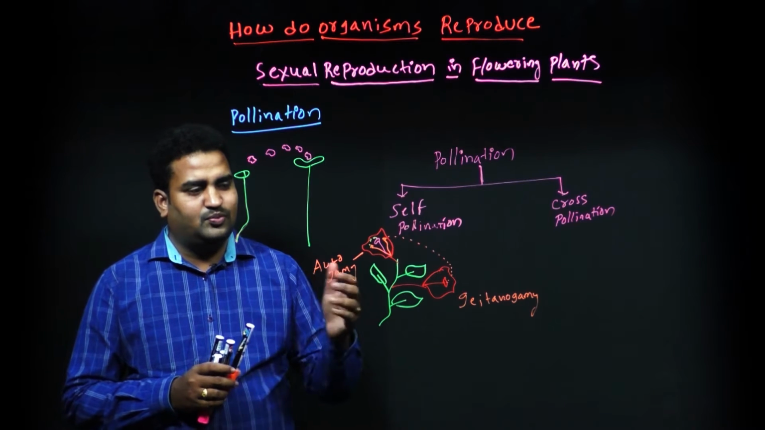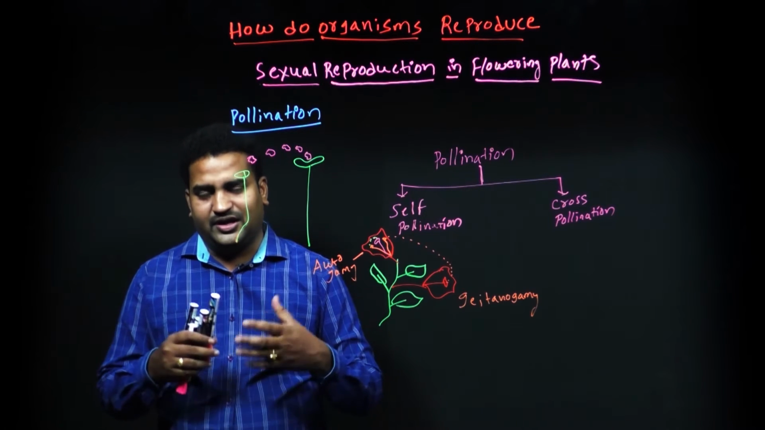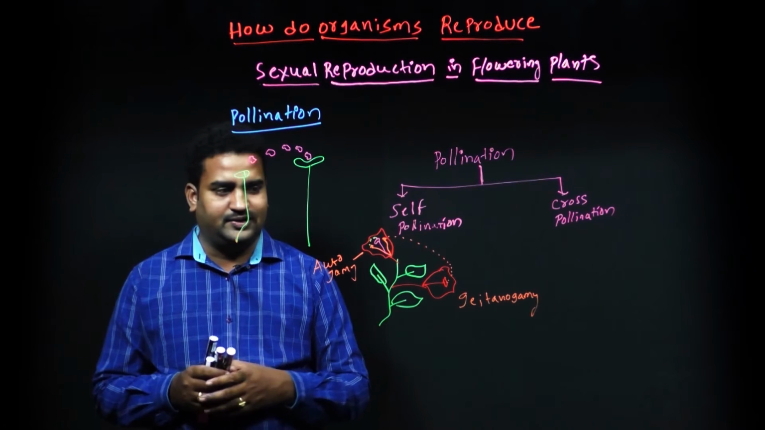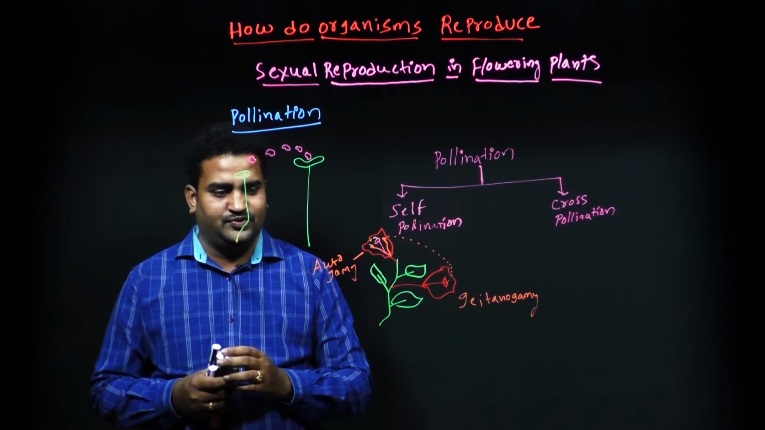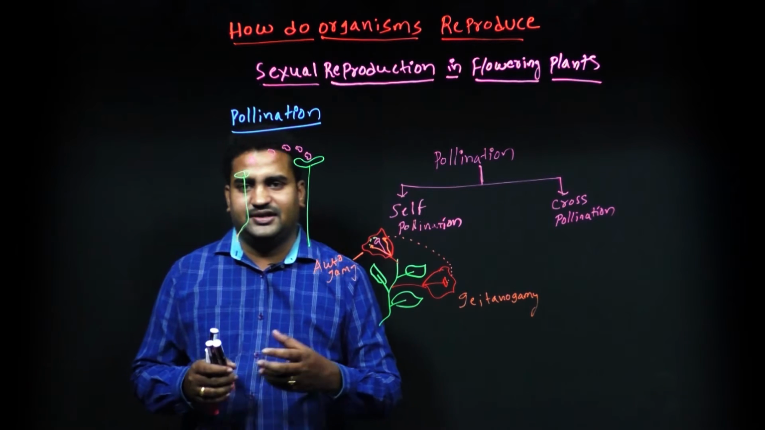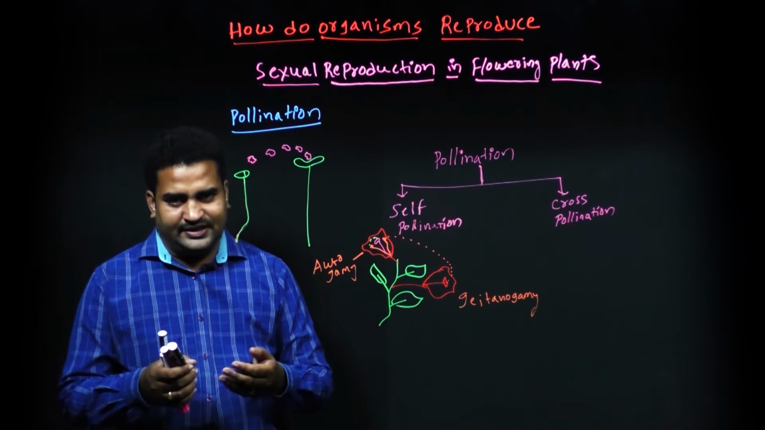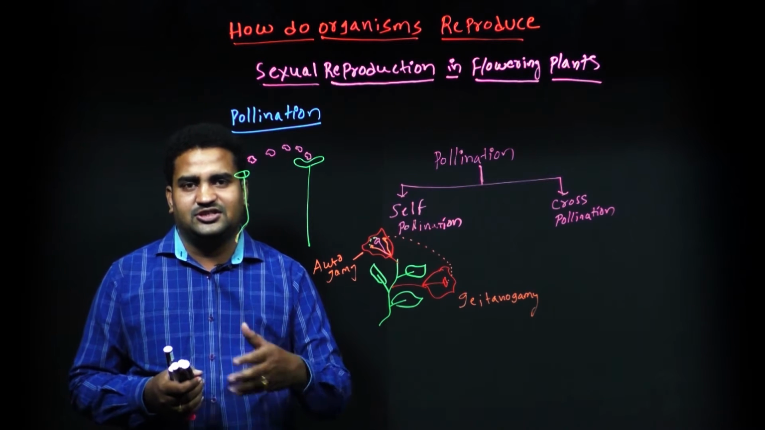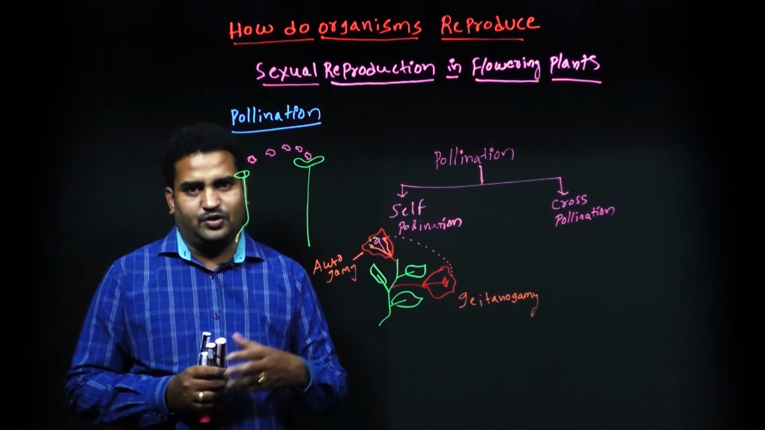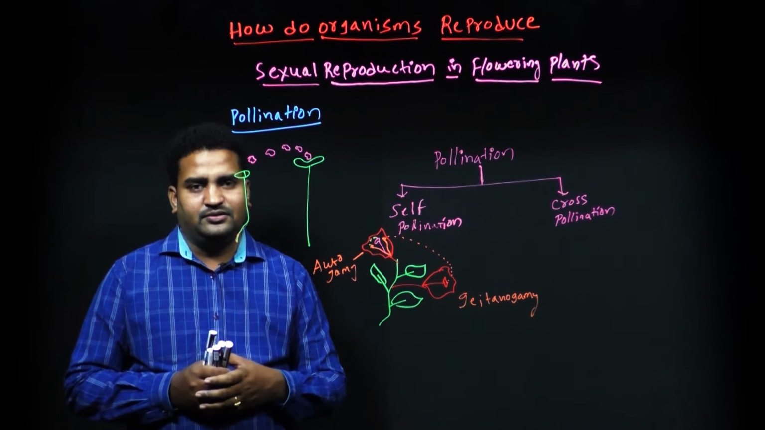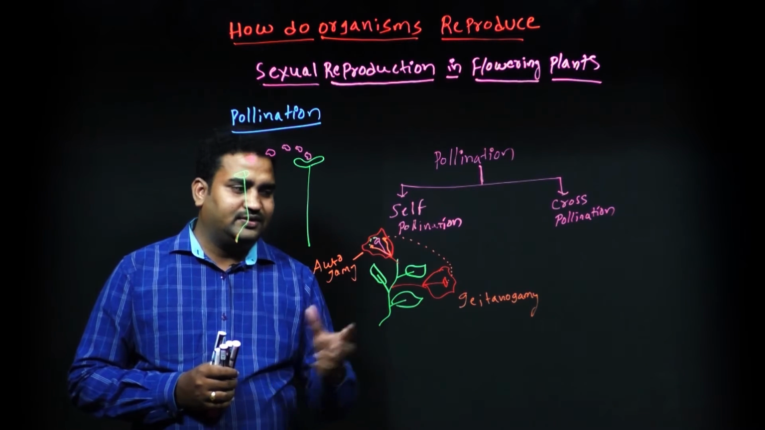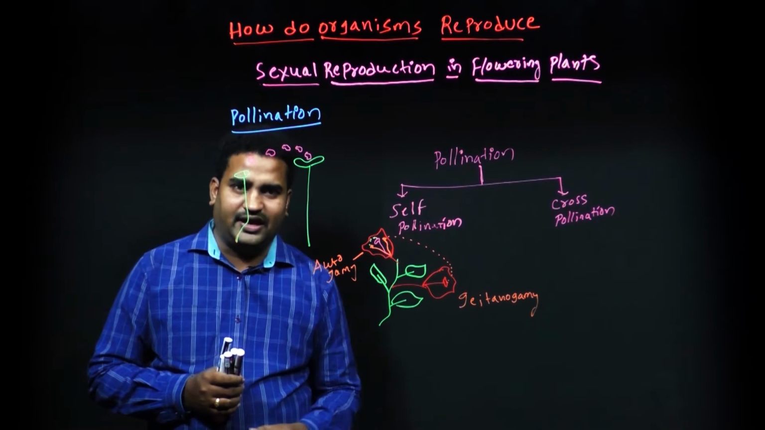So what is self-pollination? Transfer of pollen grains from anther of the same plant to stigma of the same plant, that is self-pollination. Within self-pollination we can see autogamy. Autogamy means it occurs within the same flower. The pollen grains from the same flower fall on the stigma of the same flower, then it is known as autogamy. If the pollen grains from one flower fall on the stigma of another flower of the same plant, then it is known as geitonogamy.